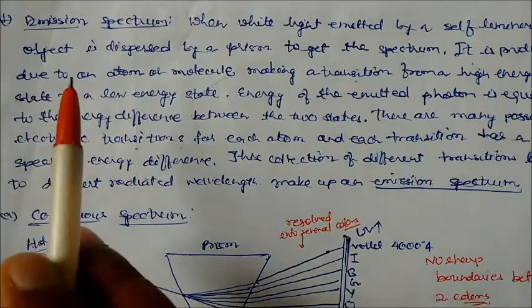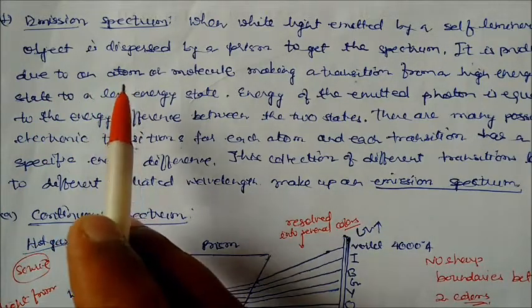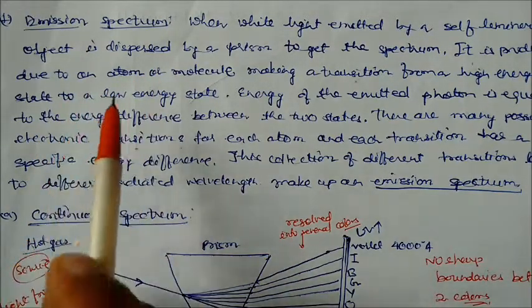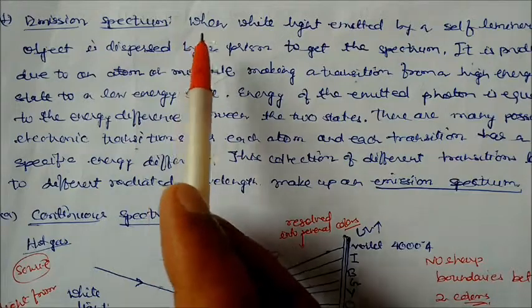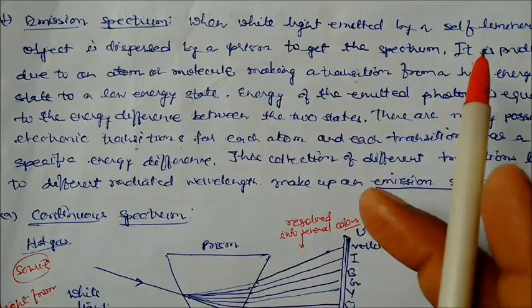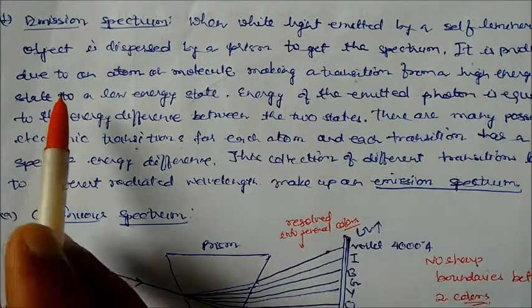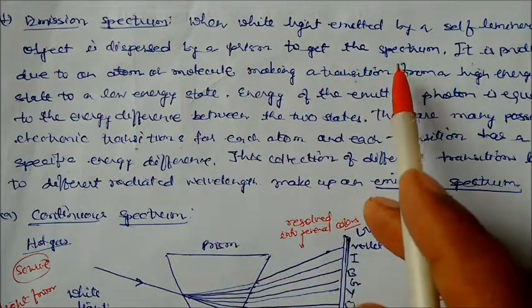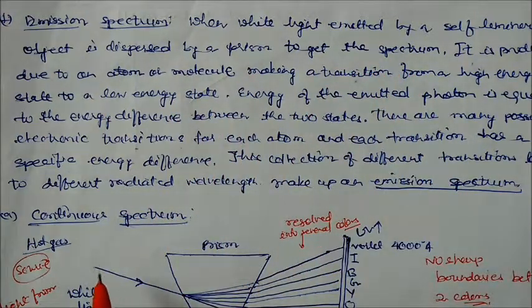Let us see emission spectrum. What is emission spectrum? On the basis of radiation, we have seen two types: emission and absorption. Emission, what is this one? When white light emitted by a self-luminous object is dispersed by a prism to get the spectrum. Here one diagram is also there. The light is going through a prism. It is split into different parts. So this is an emission spectrum.